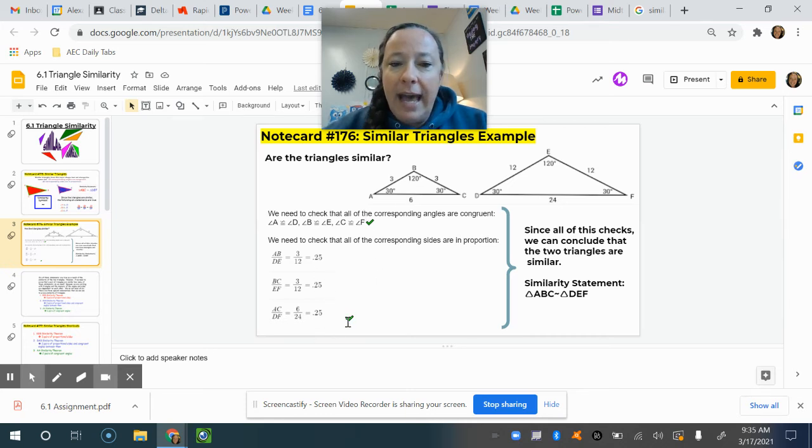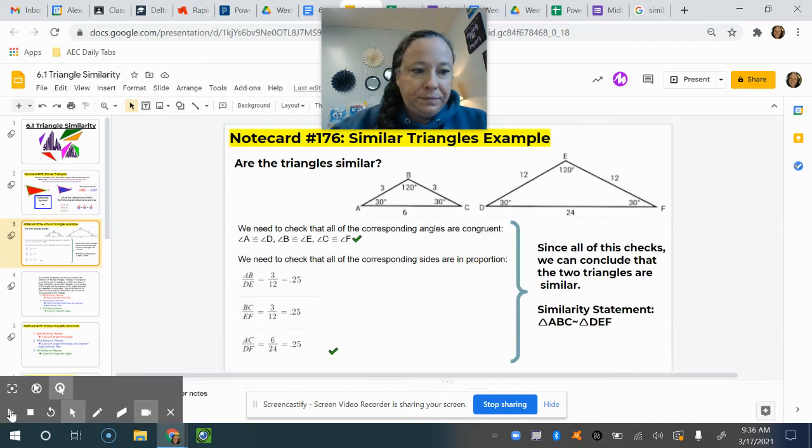So I've got all of it happening. And since all of this checks out, we can conclude that the 2 triangles are similar. The similarity statement has to be in the right order. So triangle ABC is similar to triangle DEF. Pause me and finish up note card 176.